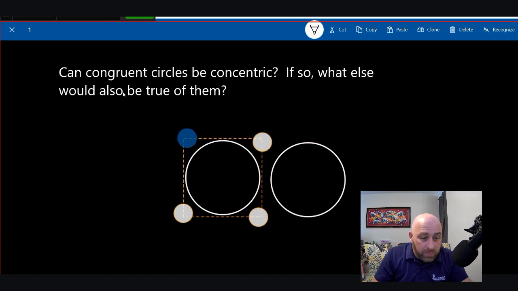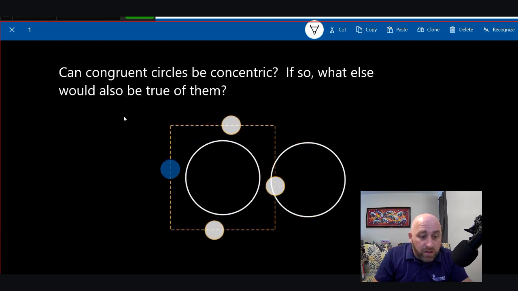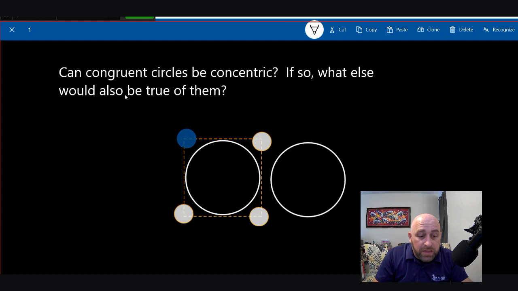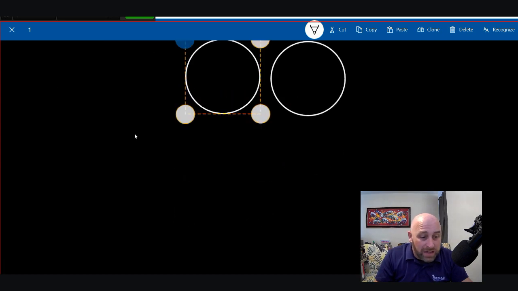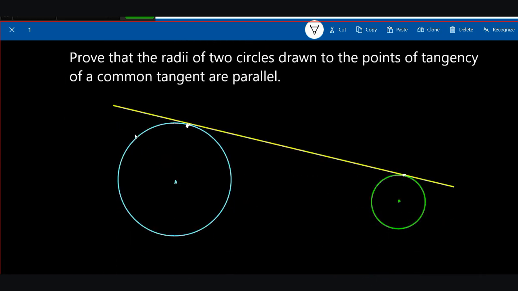Now if you made one smaller than the other one, then they could. But if congruent means same size, same shape, then in order to be concentric, they have to coincide. They have to be on top of each other. All right. And then the last one, let's do number 3. We're not actually going to do a whole proof right here. I'm just going to walk you through this and talk about it.